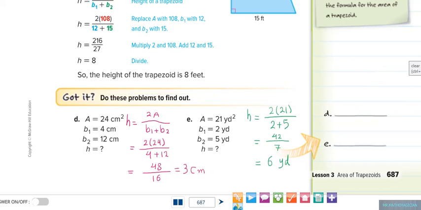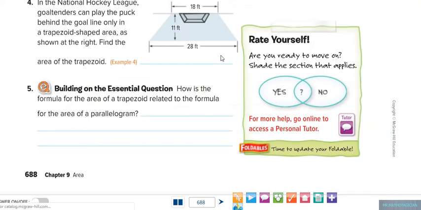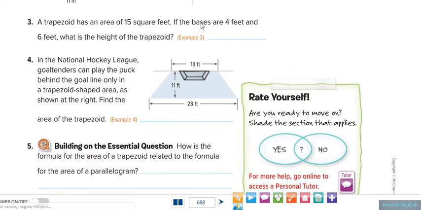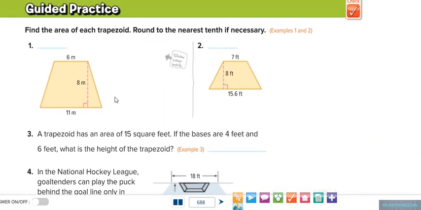Moving on. I think by now the guided practice is very easy for everyone to solve. Let's try to solve the first one together. Anyone got the answer? Okay, let's solve it together.